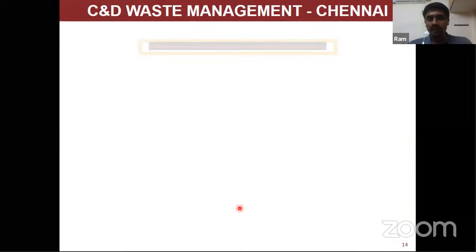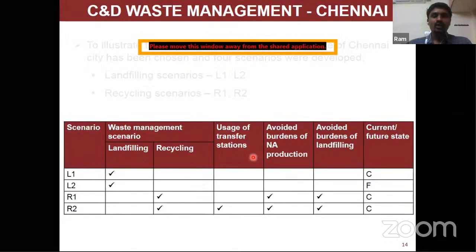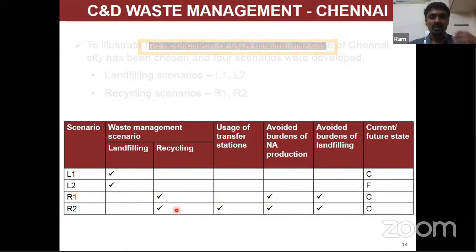Now that we have the inventory ready, to illustrate the application of LCA results, we have taken Chennai as a case, and we have taken 4 scenarios. The first scenario is just plain landfilling, that is L1. The second scenario is L2, where the present landfill is depleted and we are forced to look for a future landfill that is far away from the city, so the transportation distance increases. The third scenario is R1, which is just recycling the entire amount of waste that is generated. And the fourth is R2, which is again recycling, but with an extra network of transfer stations to aid the logistics network.